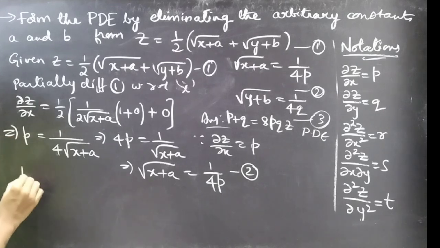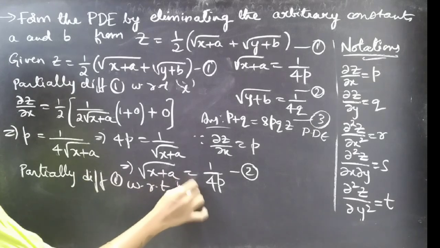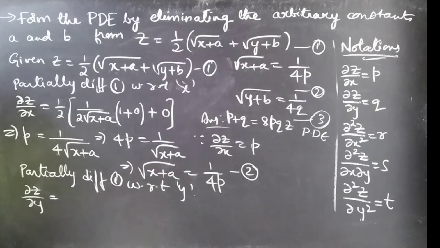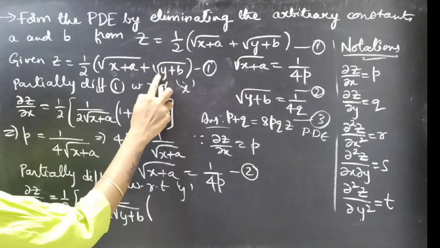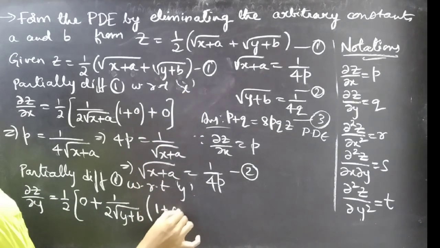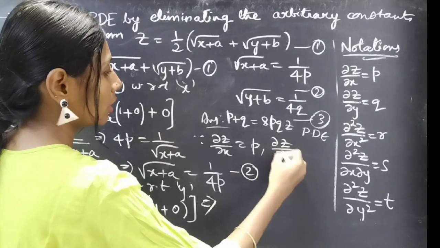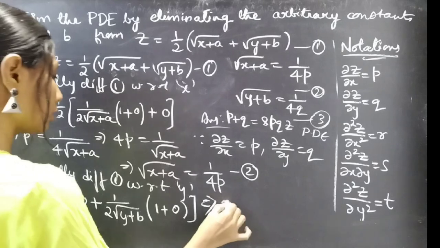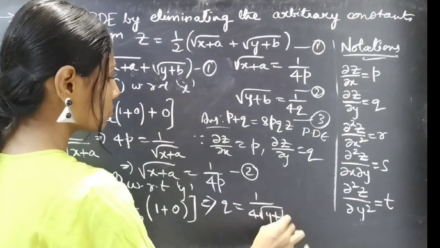Now partially differentiate 1 with respect to y. We'll get ∂z/∂y. Here we are partially differentiating 1 with respect to y, so we'll treat x as constant. We'll get 1 by 2 into the partial derivative of a constant with respect to y, which is 0, plus the partial derivative of square root of y plus b with respect to y, which is 1 by 2 root y plus b into the inner derivative, the partial derivative of y plus b. The partial derivative of y with respect to y is 1, plus the partial derivative of b with respect to y is 0. We use the notation ∂z/∂y equal to q, so you'll get q equal to 1 by 2 into 1 by 2, which is 1 by 4 into square root of y plus b.